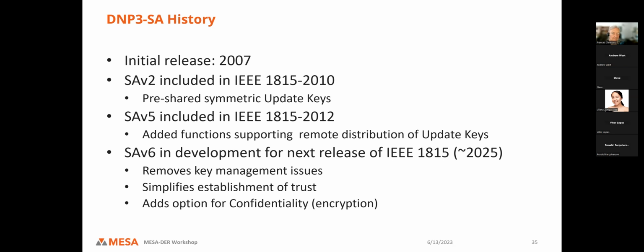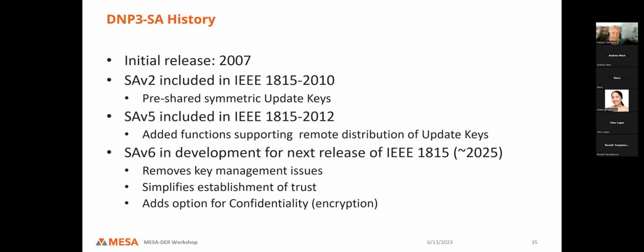But we recognize that for deployment at scale, it's appropriate to have a mechanism to remotely deploy keys or change the keys in devices. And so that's what was basically added with SAV5. The underlying mechanism I spoke about before with the cryptographic hash to authenticate the messages remained the same, but we added a mechanism for distributing the update keys. So that was released in 2012 in the update to IEEE 1815, and that is still the current version of the 1815 specification to DNP3 and the current release of secure authentication.